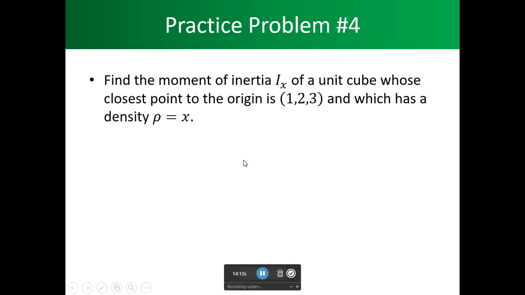Okay, well, this will be the end of our study. Oh, we have number 4, sorry. We have a 4th practice problem. Find the moment of inertia around the x-axis of the unit cube, whose closest point to the origin is (1, 2, 3), which has density this time equal to x. So it's a varying density.